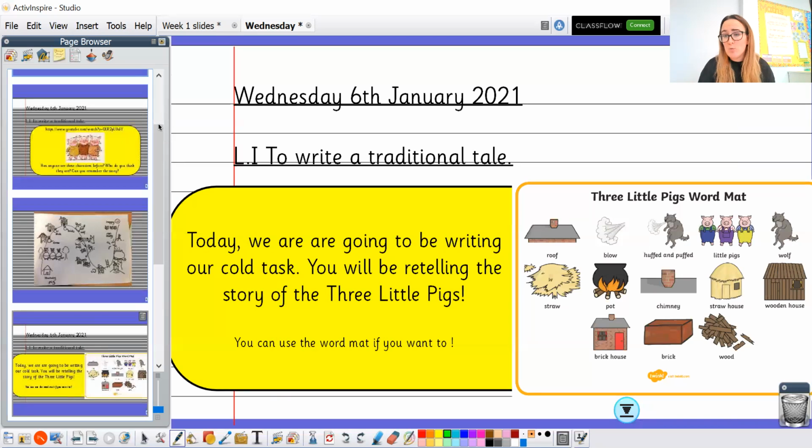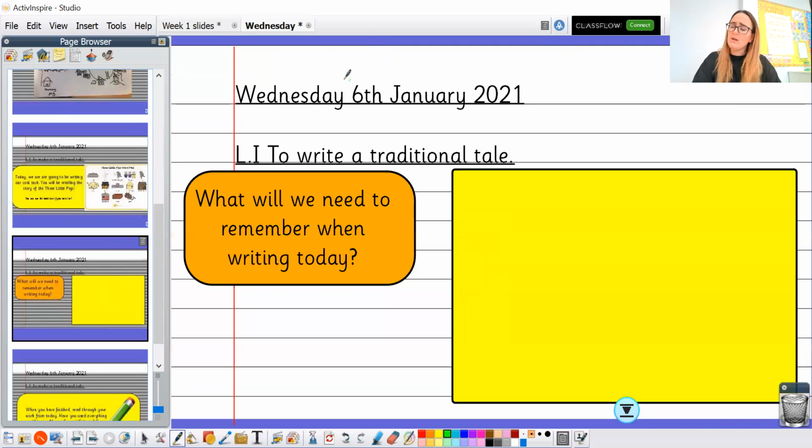Now, I've also added a word map to my screen. So if you wanted to use the word map, you can to help you either with spellings or with ideas. Okay, thinking about that then, so now knowing that we're having to write a traditional tale, we're going to be writing our first story. Pause the video here for me. What will you need to remember when you're doing your writing today? What are you going to need to make sure that you have included?